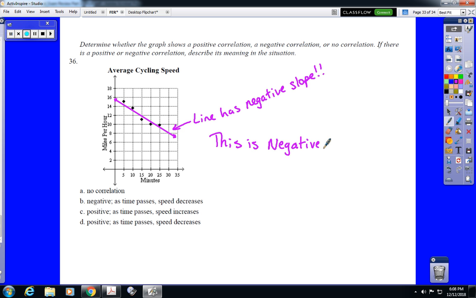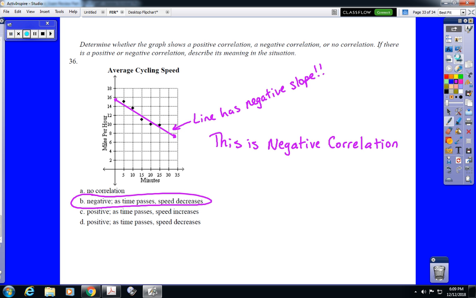Now, we're then asked to explain the meaning of the situation. Only let's look at the answers. Only one of them is negative. That must be the right answer. But what this is saying is that as time passes, as time is increasing, speed is actually decreasing. So as we move from left to right, and we're moving up in time, that speed is going down. So our answer would be B, negative. As time passes, speed decreases.